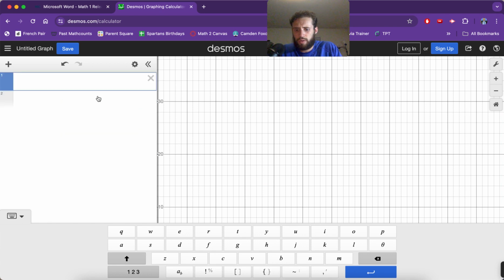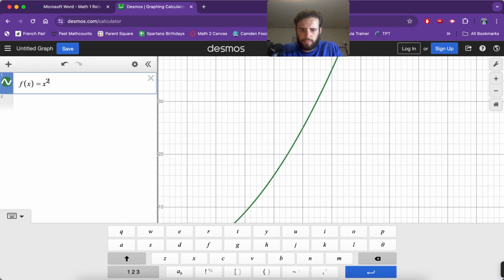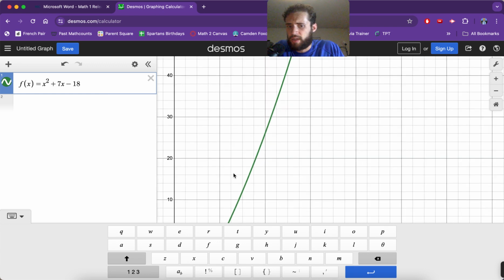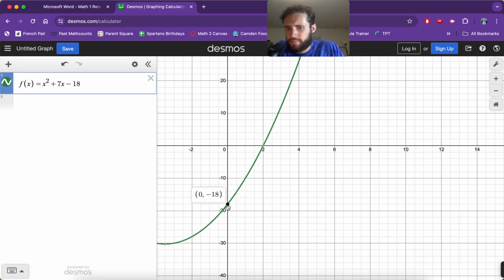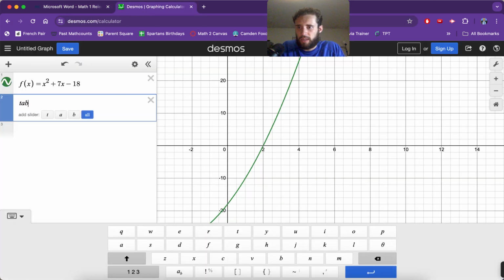You just go f of x equals x squared plus 7x minus 18. But just thinking of it algebraically, 0 squared plus 7 times 0 is 0 plus 0 minus 18. So this one's going to have a y-intercept of negative 18. And then your other one, well, if it was on the inactive section, you could figure out the slope and then find the y-intercept from that. Like, oh, every time x goes up by 15, what happens to the y value, and then divide it by 15. But because it's on the calculator active section, what we could do is just make another table.